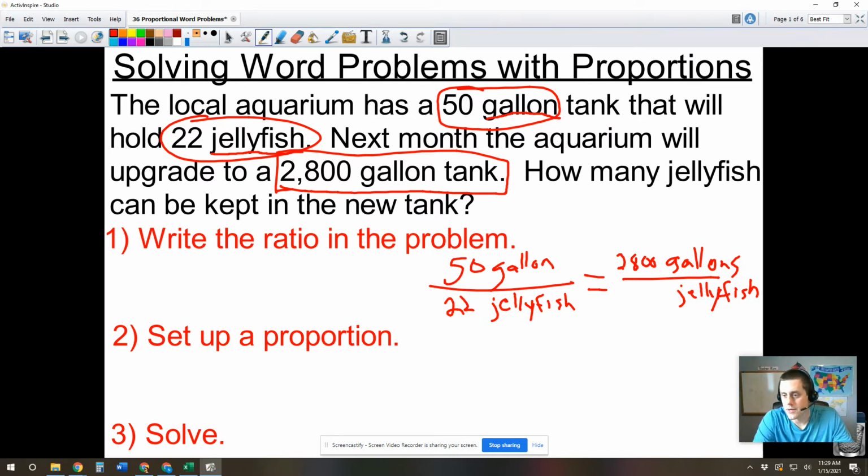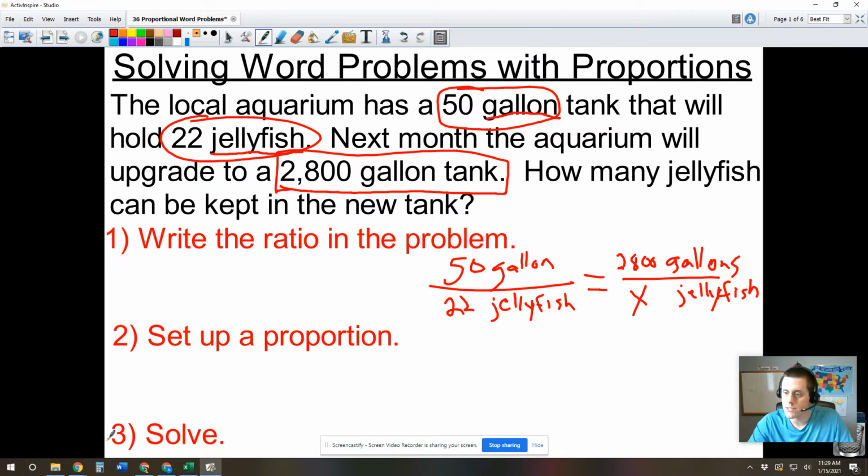of our second ratio. Now, the bottom of our second ratio is blank because we do not know how many jellyfish can fit in a 2,800-gallon tank. And because we don't know that value, we're going to represent it with a variable. I'm just going to do a variable x. X representing the number of jellyfish that will fit in a 2,800-gallon tank. Once you're to this point, you're ready for your third and final step.